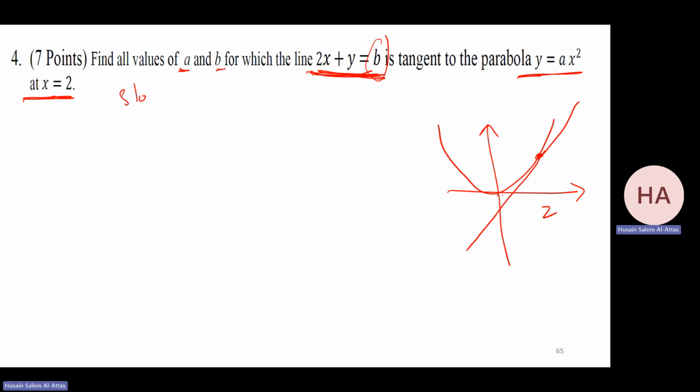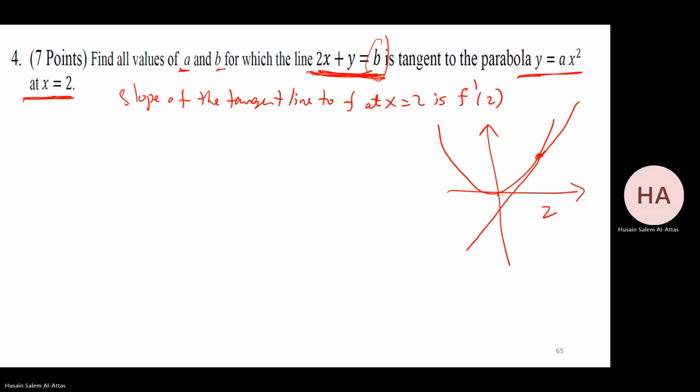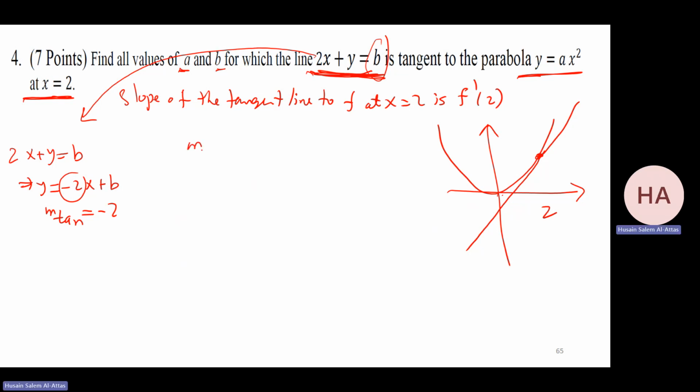I know that the slope of the tangent line to f at x equal to 2 is f prime at 2. This is the link. Okay, look at this function. This is the tangent line. Can I find the slope? Yes, it will be y equals minus 2x plus b. So what is the slope of the tangent? Very clear, minus 2. So the slope of the tangent is minus 2.